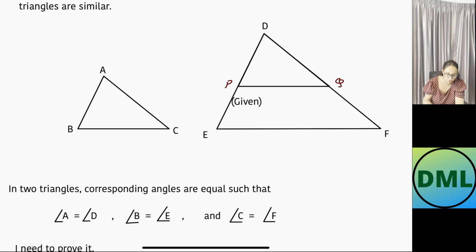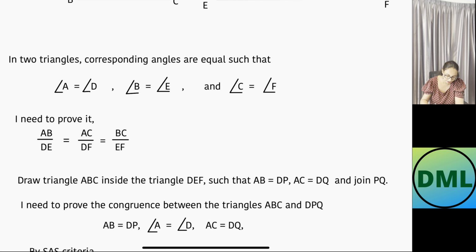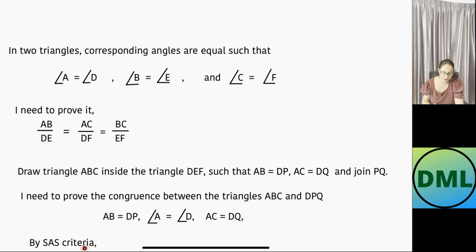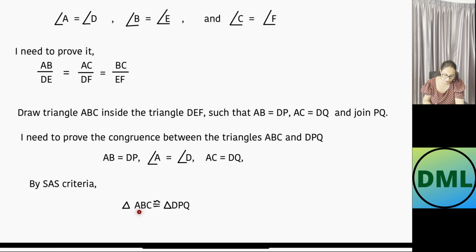I need to prove the congruence between ABC and DPQ. We have just shown here that AB is equal to DP, AC is equal to DQ, and from here we have angle A is equal to angle D. I have written all the three properties here. This gives us the side angle side criteria. By side angle side criteria, triangle ABC and triangle DPQ are congruent to each other.